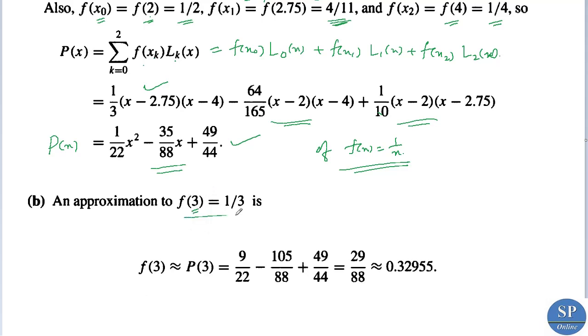Now, as an approximation, we have to approximate the value of f at the point 3. We know f of 3 equal to 1 by 3. So the approximated value using this polynomial approximation, f of 3 is approximately equal to p of 3. Replacing x by 3, this is equal to 1 by 22 into 3 square minus 35 by 88 into 3 plus 49 by 44. This is equal to 29 divided by 88, which is approximately equal to 0.32955.